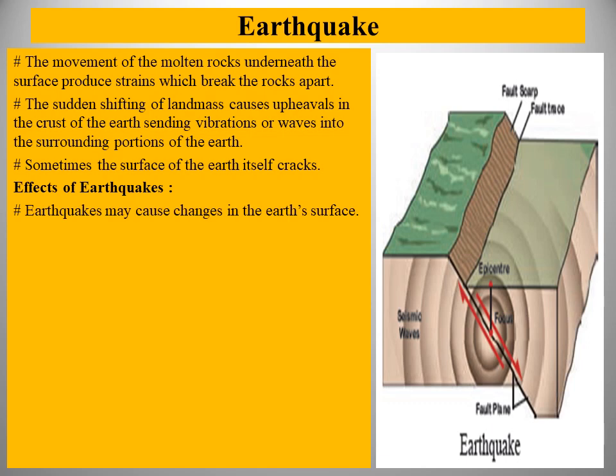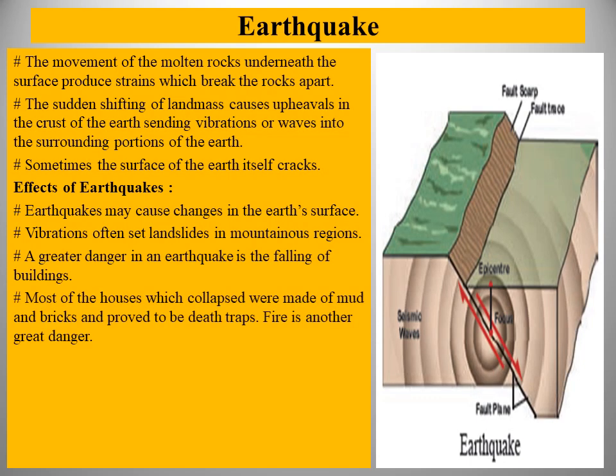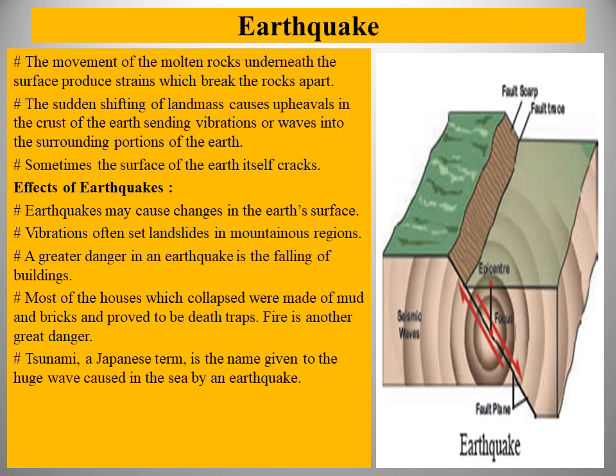Earthquakes may cause changes in the earth's surface. Vibration often sets off landslides in mountainous regions. A great danger in an earthquake is the falling of buildings. Most of the houses which collapsed were made of mud and bricks and proved to be death traps. Fire is another great danger. Underground water systems are also naturally disturbed by such movements.